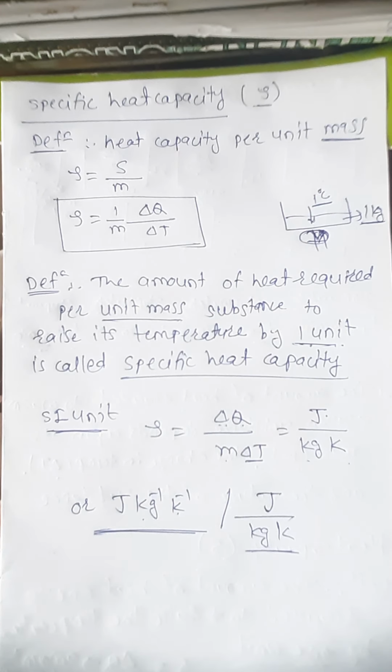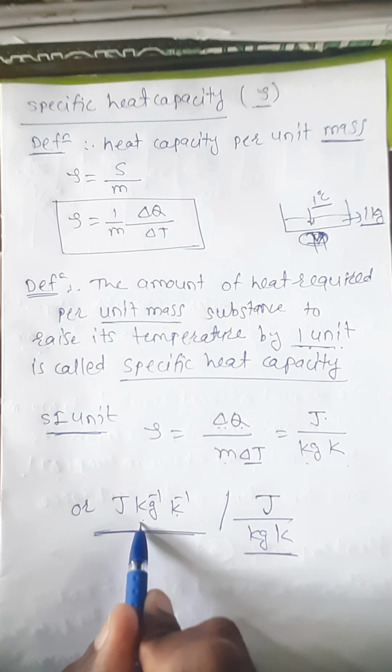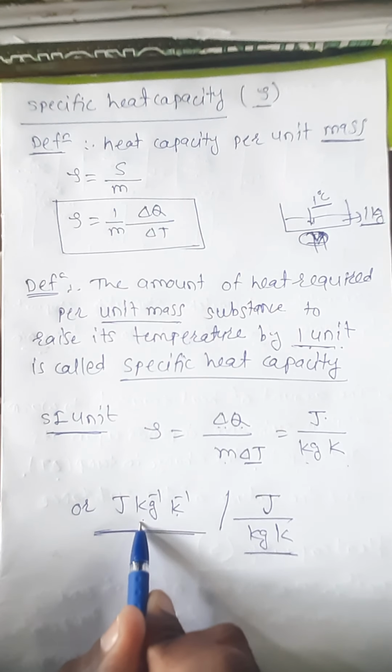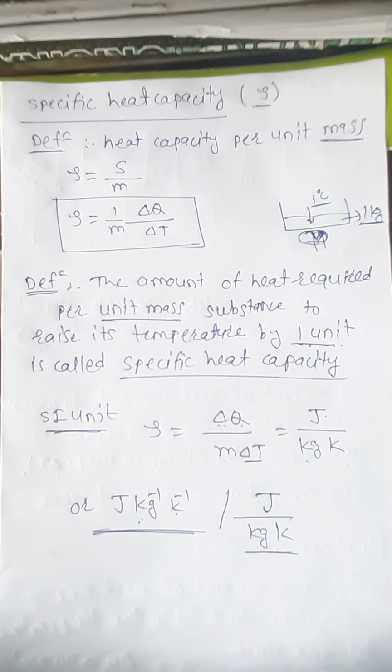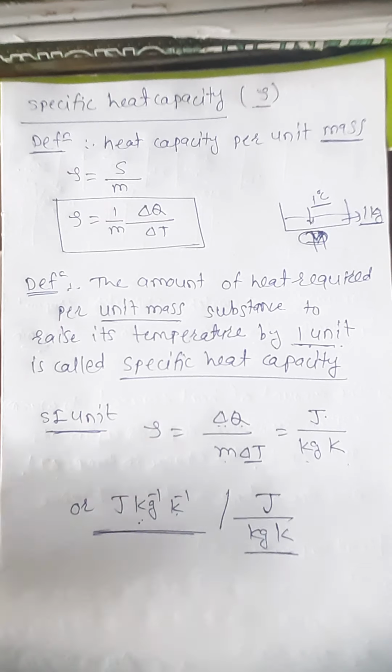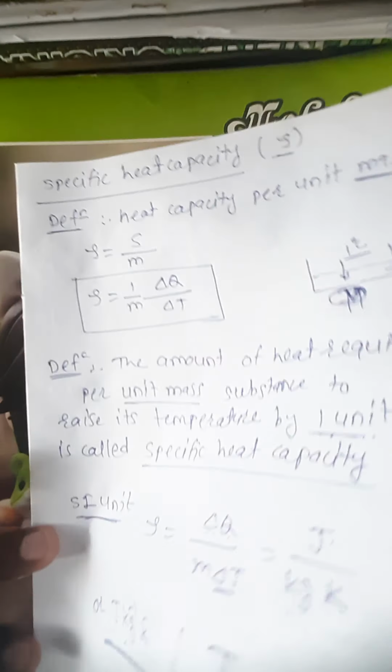Now we know that solids and liquids can be measured in terms of kilogram, but gases can't be measured in terms of kilogram. The mass of gases can be measured in terms of mole. Therefore, this specific heat capacity is for solids and liquids, while for gases the mass is in terms of molar mass. Therefore, we have to define a molar specific heat capacity.